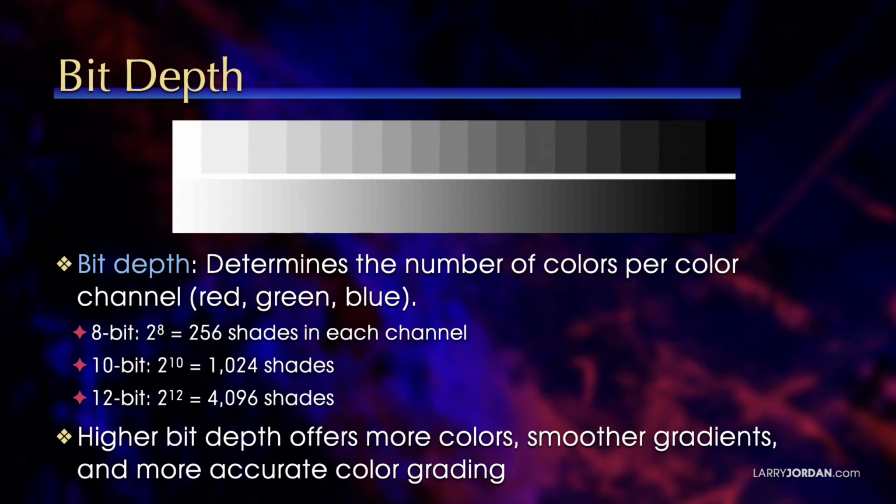Another term that's relevant to the work that we do is bit depth. This determines the number of colors per color channel. How many shades of red, how many shades of green, how many shades of blue. 8-bit color is 2 to the 8th power, or 256 shades of each color. 10-bit is 1,024 shades. 12-bit, 4,096 shades. The higher the bit depth, the more colors, the smoother gradients, and the more accurate the color grading.